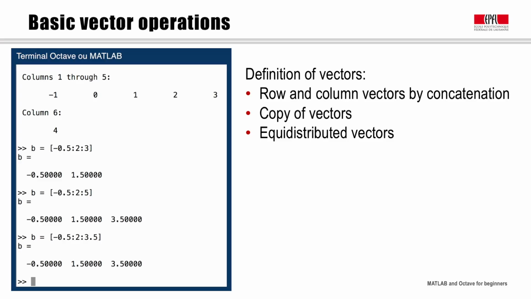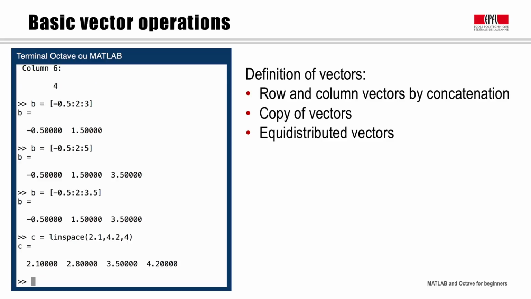The new variable stays there. There is also another way to define equidistributed vectors, for example, by defining c equal linspace. This is a built-in function, and I have to give the beginning, the end, and then the number of elements that I want. So this will define a vector which is exactly 1 by 4, which goes from 2.1 to 4.2 with equidistributed numbers.